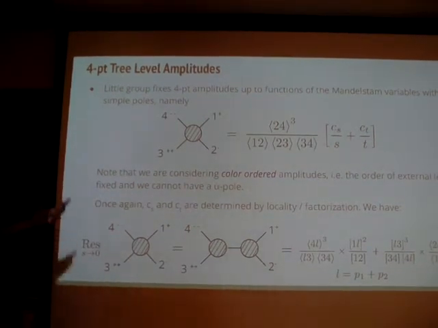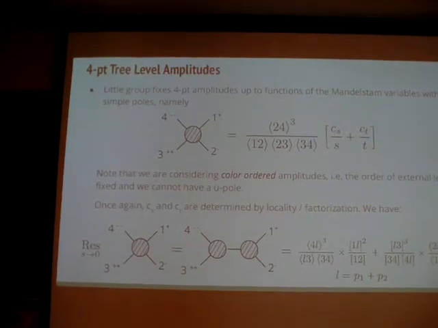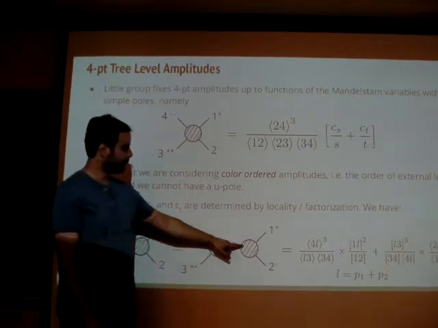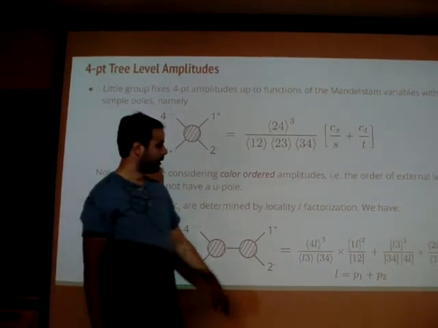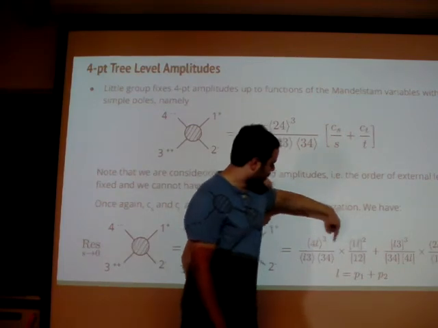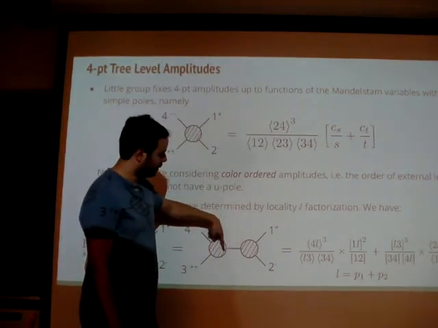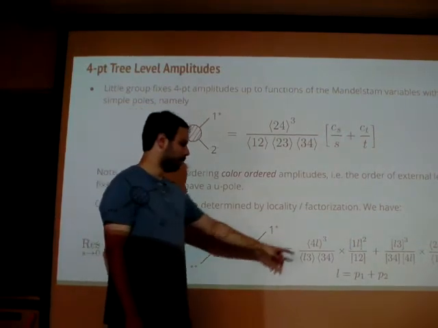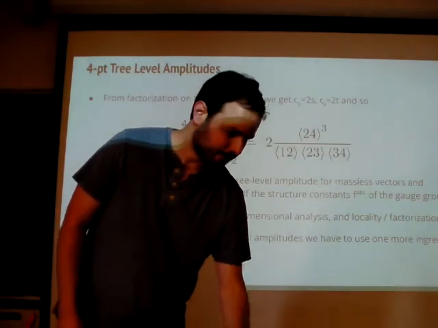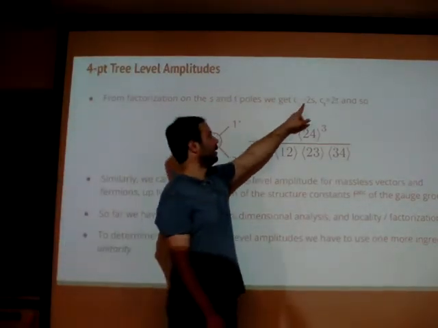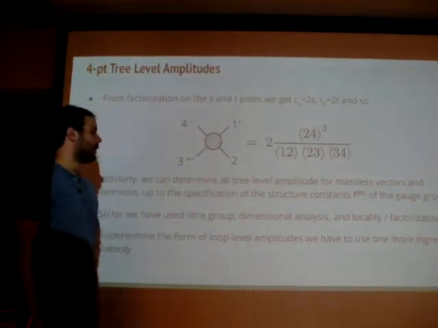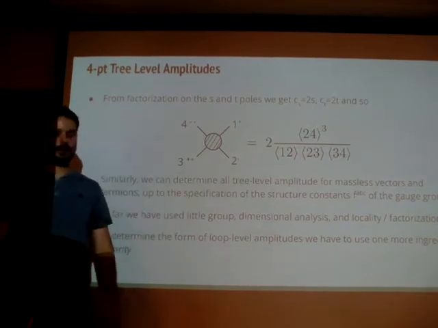I told you that in a local theory, when I go to a pole, it needs to factorize into lower-point amplitudes. This is a manifestation of locality. You can think about it as something happens here, a particle goes on shell, and then decays over there. Good. So if I go to the s-channel residue, the amplitude should factorize. There should be some exchange of an on-shell particle. And here I write the lower-point amplitude. Here L represents the momentum of the intermediate particle, which is massless. When I calculate this, I see that it fixes the coefficients uniquely: c_s is 2s and c_t is 2t. And so actually by little group alone, we can nail down this amplitude as well.